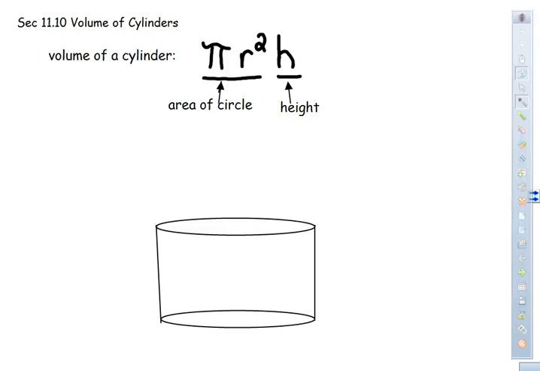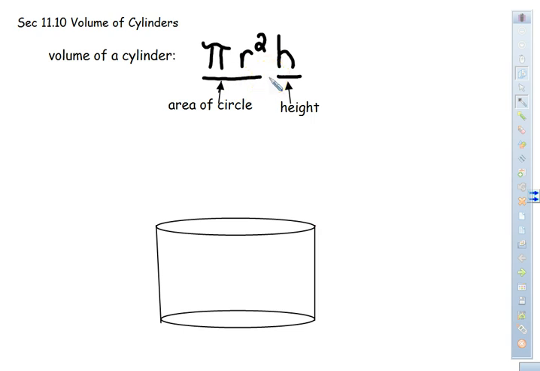Alright, we are on section 1110, volume of cylinders. If you look at the formula, you can see that it is pi times the radius squared times the height. Okay? That's what this is. Pi times the radius squared times the height. This right here, what's underlined, is the area of the circle.